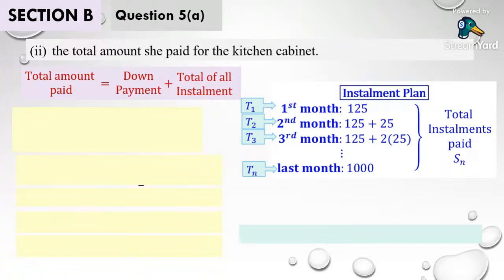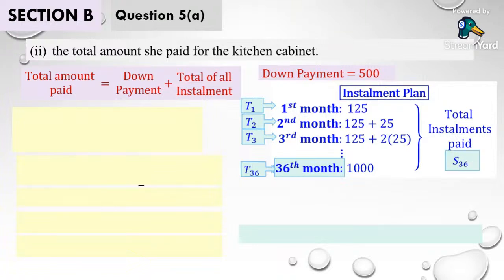So now we begin the calculation with the total installment needed to pay. Based on the previous calculation, we found out the last month is the 36th month. Bulan ke-36. Therefore, if you notice that this is the 36th month, n is 36. So we actually need to calculate for 36, the total installment paid, because the last payment is T36 for the 36th month. Therefore, I want to sum up T1 until T36.